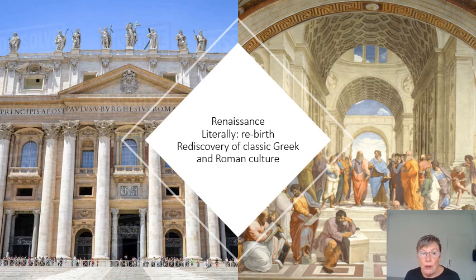And another example on the left-hand side is in the architecture. This is St. Peter's Basilica in Rome. It was built in 1506 to 1615. But if you look at it, you will see it looks Roman or Greek. It doesn't look like the other buildings from before this time. It looks Greek and Roman.